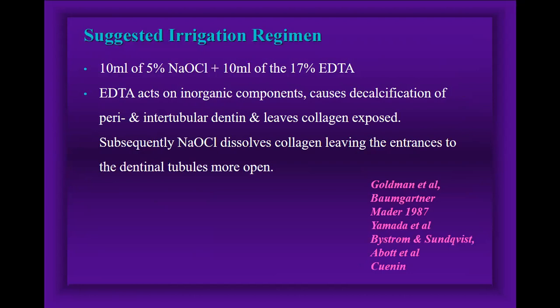Suggested irrigating regime: 10 milliliters of 5% sodium hypochlorite plus 10 milliliters of 17% EDTA. EDTA acts on the inorganic component, causing decalcification of peri- and intertubular dentine and leaving collagen exposed. Subsequently, sodium hypochlorite dissolves collagen, leaving the entrances to the dentinal tubules more open, by Goldman et al., Yamada et al., Abbott et al., etc.